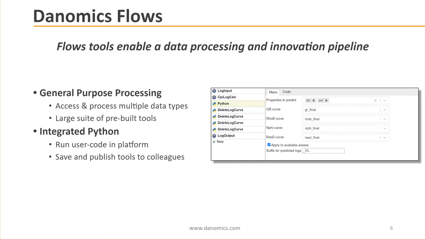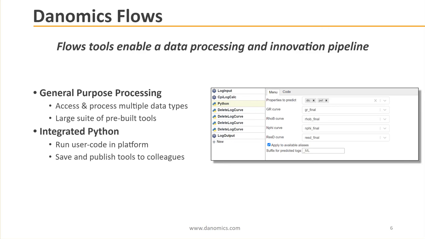When we've built this out, we've built everything essentially as a data processing pipeline. So as your data is available, we also give you the ability to process this data using a toolkit that we have called Flows. Flows is a general purpose processing toolkit that allows you to work with the different data types in the platform. We have a large number of built-in tools that allow you to manipulate logs and production data. It also gives you the ability to do things like generate maps.